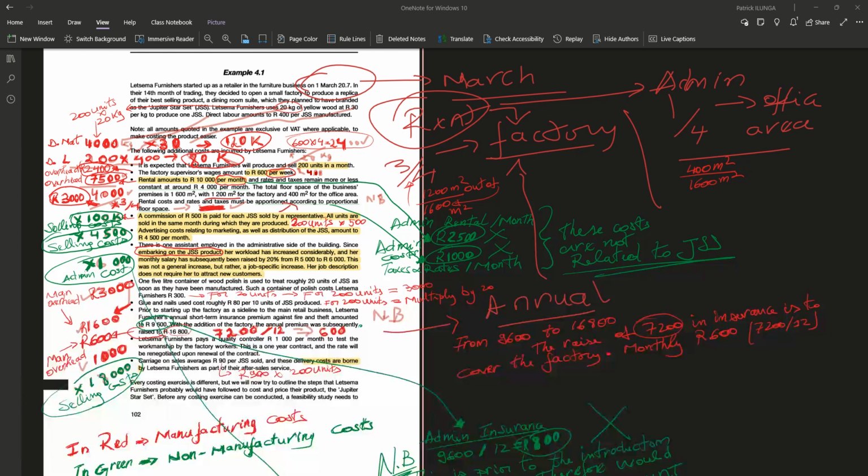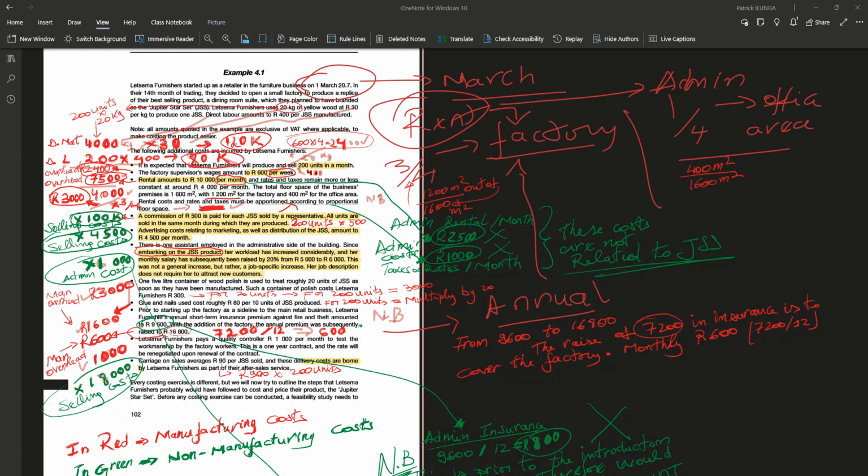One 5-liter container of wood polish is used to treat roughly 20 units. We have 200 units. 200 units divided by 20 will give us 10. We need 10 5-liter containers of wood polish, right? What is the price of the wood polish? 300. So 10 multiplied by 300 is 3,000. At the top of my head, as you can see, these are easy if you understand what you're looking for. And these are indirect costs, right? There's some indirect cost, there's some non-manufacturing cost that we are tracing here.